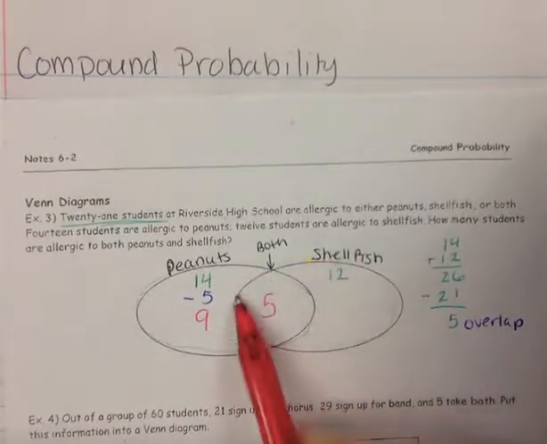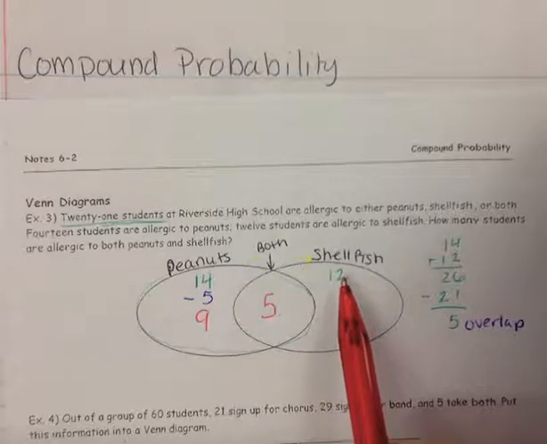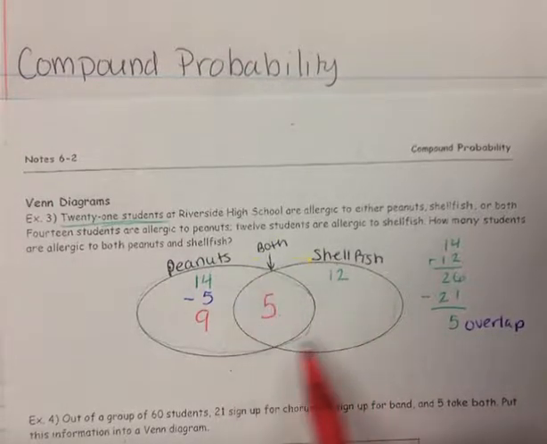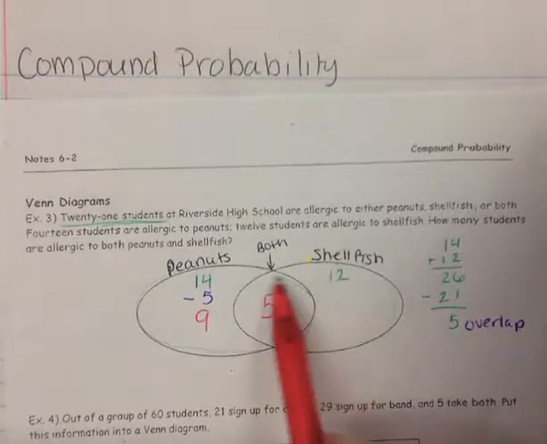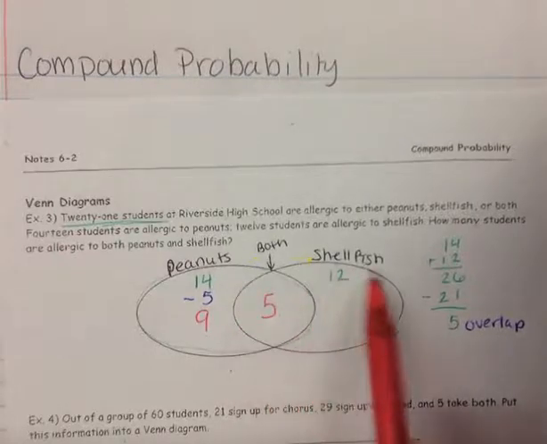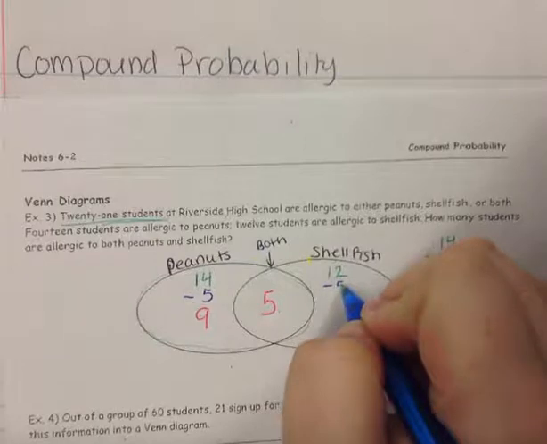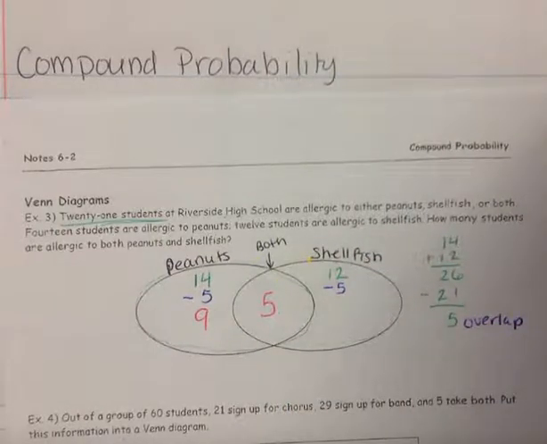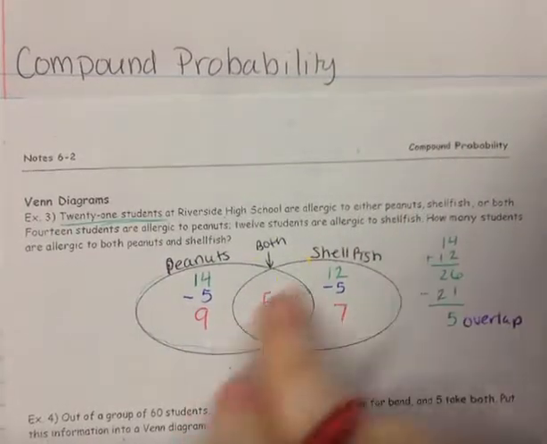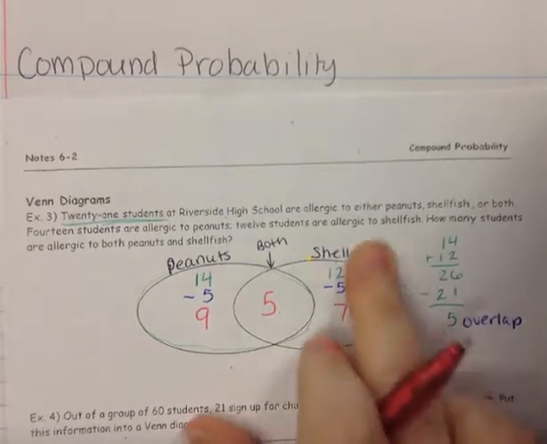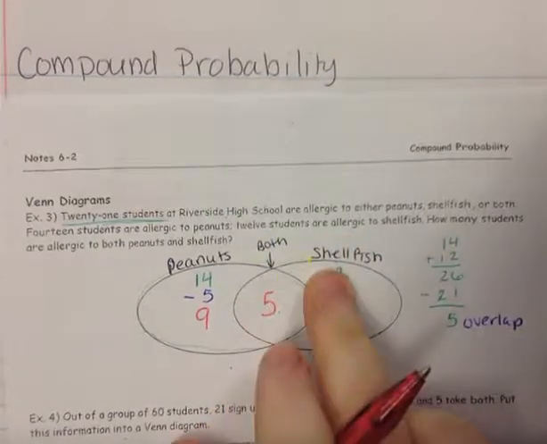So for shellfish, we know we're only supposed to have 12 students total who are allergic to shellfish. Well, we already have this section of the 5 for this circle. So if we take away that 5, we're left with 7 students. So again, if we take this entire circle, we have 5 and 7, which give us the 12 people.